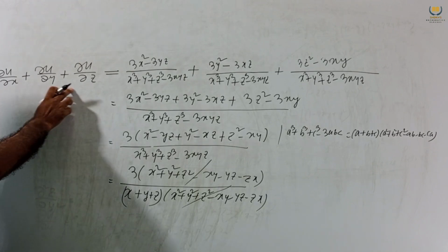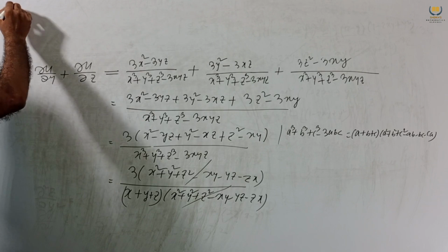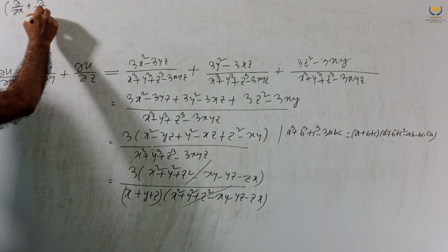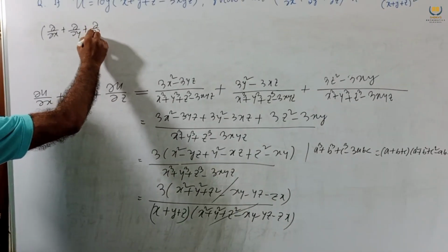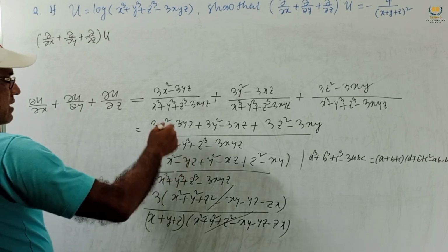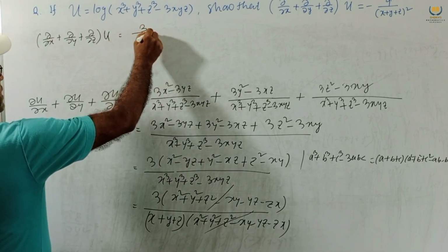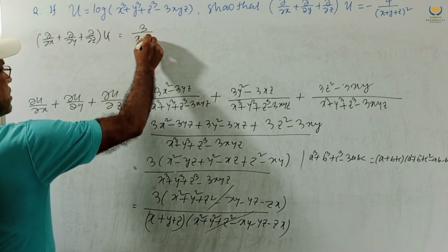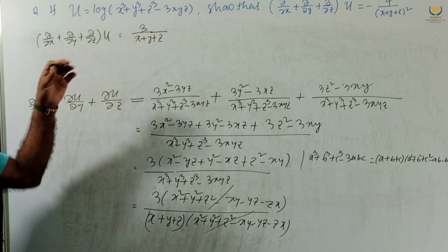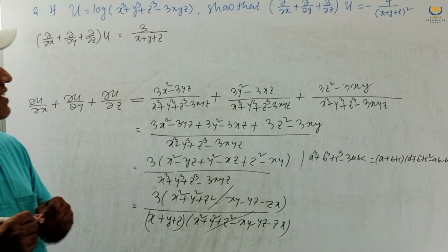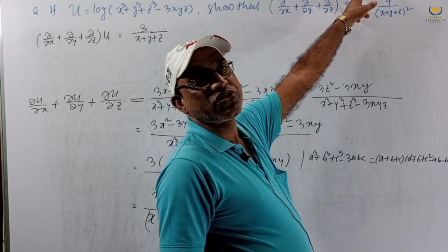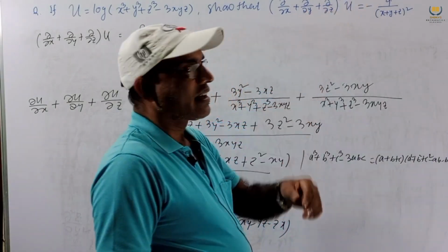and from this 3 we can write in this way also: del by del x plus del by del y plus del by del z of u. Taking common, we get this, and after cancelling we get 3 by x plus y plus z. We get this result. But in our result, del by del x plus del by del y plus del by del z whole square is given. So we take the left hand side.